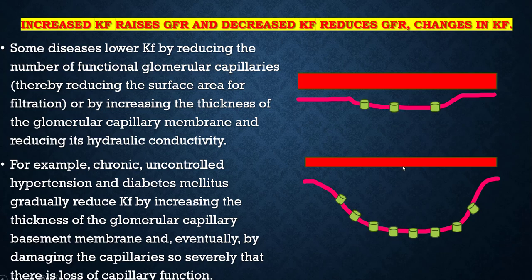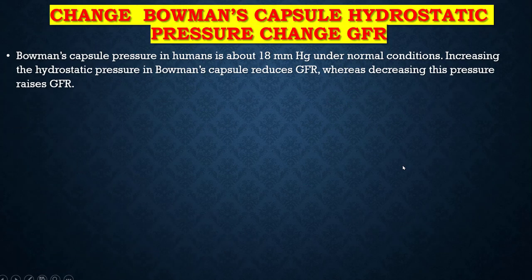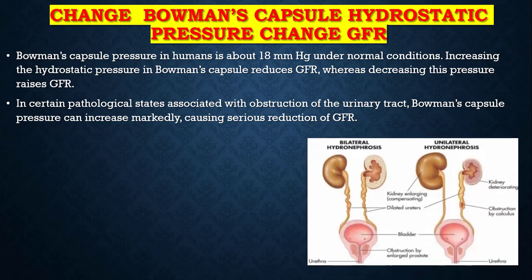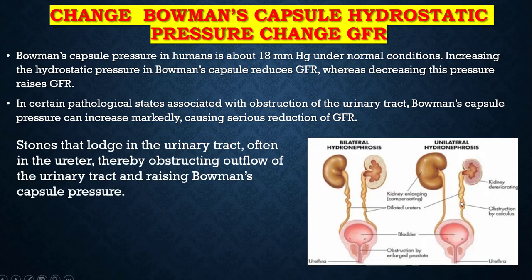Change in Bowman capsule hydrostatic pressure changes GFR. Bowman capsule pressure in humans is about 18 mm of mercury under normal conditions. Increasing the hydrostatic pressure in Bowman capsule reduces GFR, whereas decreasing this pressure raises GFR. In certain pathological states associated with obstruction of the urinary tract, Bowman capsule pressure can increase markedly, causing serious reduction of GFR. Stones that lodge in the urinary tract, often in the ureter, obstruct outflow of the urinary tract and raise Bowman capsule pressure.